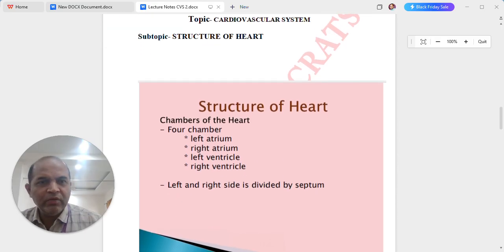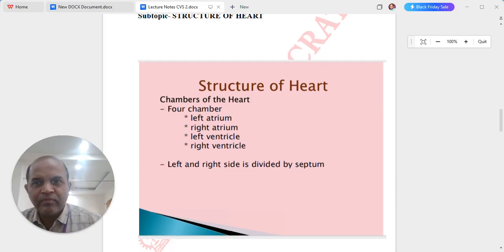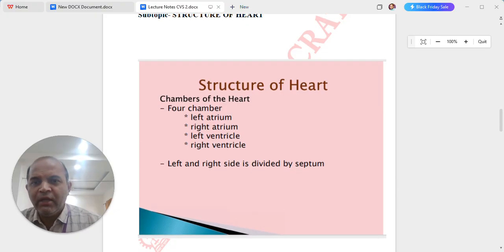So as usual, you know about the heart. You already learned about the heart in the previous lecture. The heart is a pumping system, which circulates the blood all over the body. Today we start the structure of the heart. As you learned in the previous lecture, the heart is a fist-like structure found in the chest area.